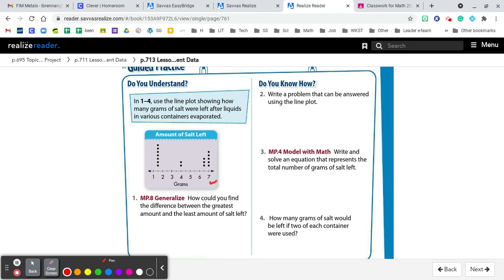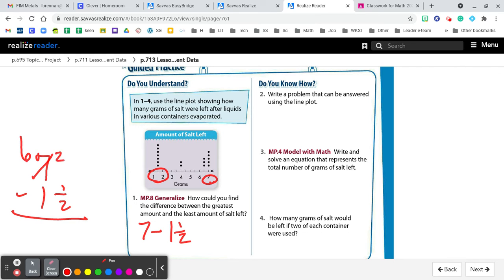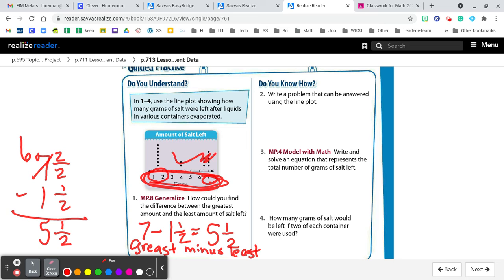It's kind of repetitive. We look at the greatest, which is 7, and subtract out the least, which is 1 1/2. Remember, 7 minus 1 1/2. We're going to rename 7 to 6 and 2 halves. So I can subtract: 2/2 minus 1/2 is 1/2. So my answer is 5 1/2. So we subtract the greatest minus the least. It doesn't matter how many times it occurs, because the question is, what's the difference between the values down here? It doesn't care about what's up there.